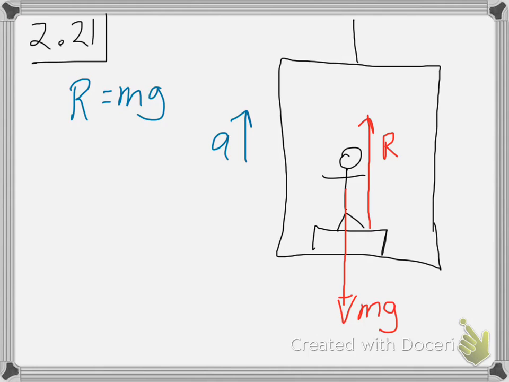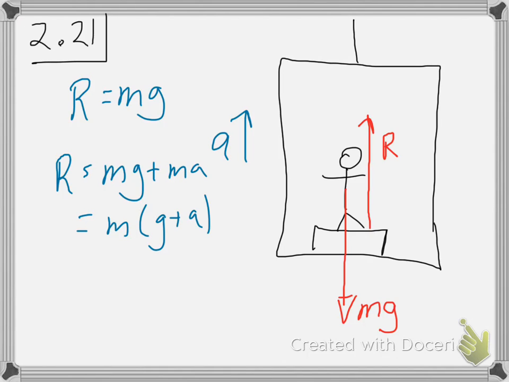So what the scale would read in this case, or R, if there's an upward acceleration, it's going to be mg plus the force needed to make the person accelerate, and that can be rearranged to m times g plus the upward acceleration.